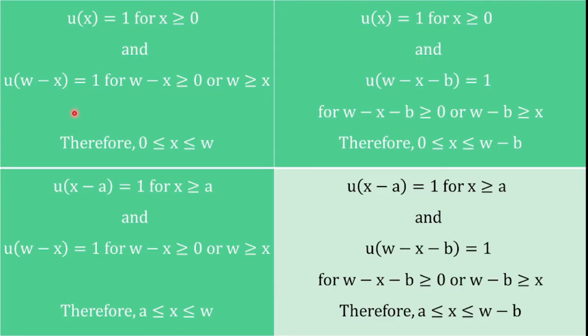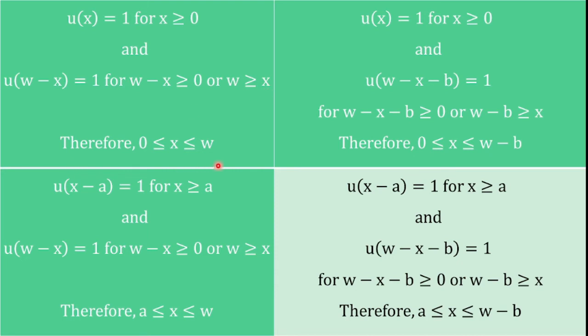So using the definition of the unit step function, u of w minus x is equal to 1 for w minus x greater than or equal to 0. So w minus x greater than or equal to 0 means w greater than or equal to x. So therefore, here x is greater than or equal to 0 and x is less than or equal to w. So the range of x is 0 to w.